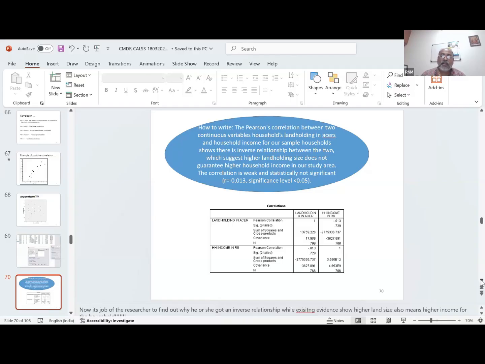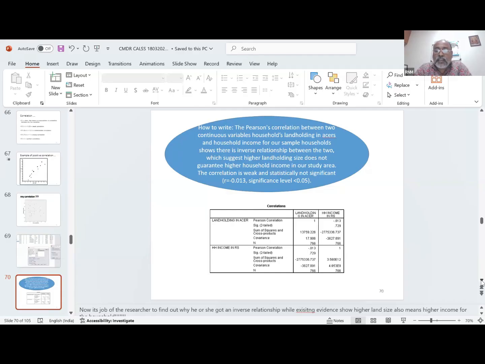So what has happened? How is this important in our context? See, I have done this, as I told you. I'll show you in the later slides that these two variables are not normally distributed. They are skewed variables, the income as well as the landholding. I showed you the histogram also, showing how it is not normally distributed. But I tried correlation on these two, ignoring the fact that my variables are not normally distributed.